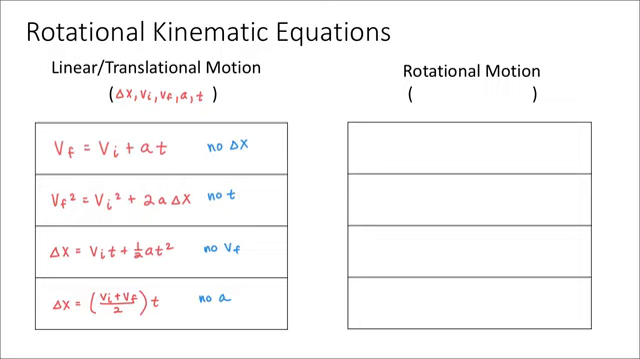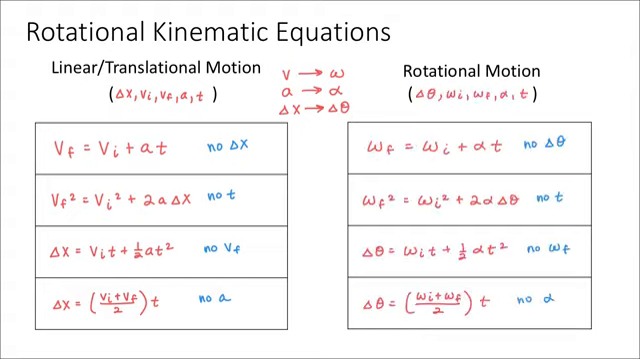Right? So in this very similar fashion, I'm going to rewrite all of these equations, but instead of v, I'm going to replace v with omega, angular velocity. I'm going to replace a with alpha, angular acceleration, and I'm going to replace delta x with delta theta, my angular displacement. They'll look like this. And you'll notice they take the exact same form. They're just using those rotational motion variables that we've defined previously in this video.